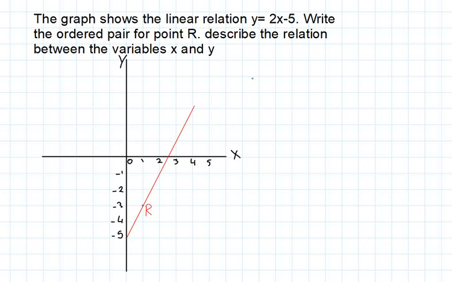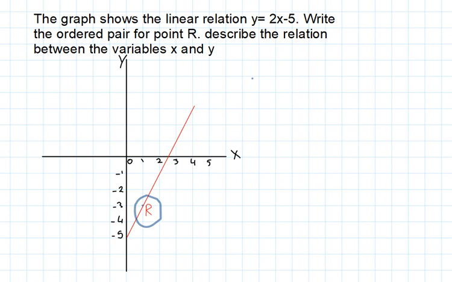Hello class. Let's look at a question that asks: the graph shows the linear relation y equals 2x minus 5. Write the ordered pair for point R, and also describe the relationship between the variables x and y in the graph given to you right here. Something like this, you are going to be looking at the point R right here. So this is the point R, and it's asking you to write the ordered pair.